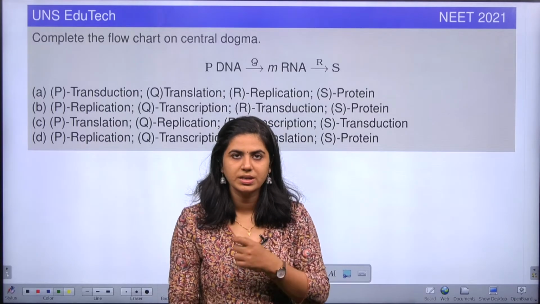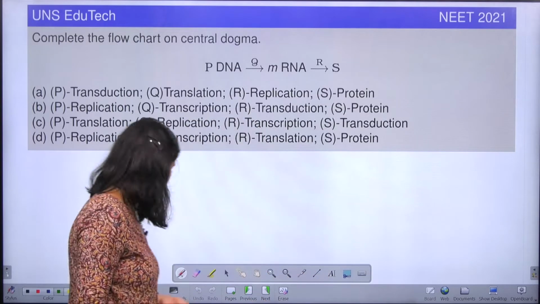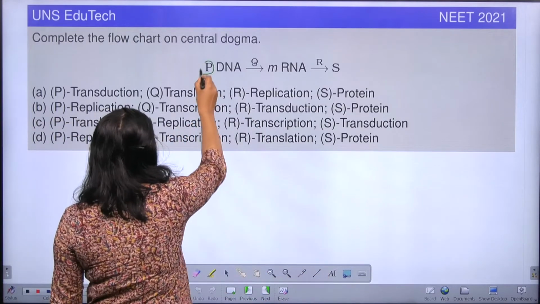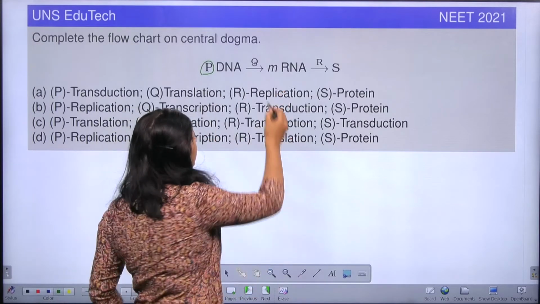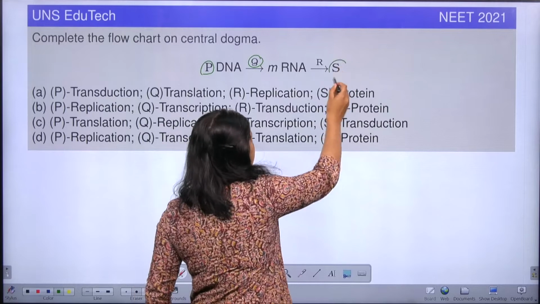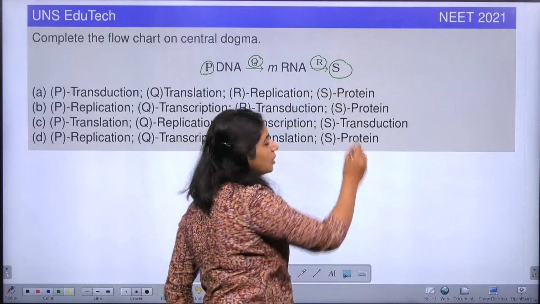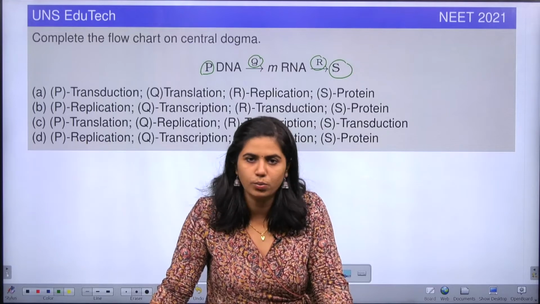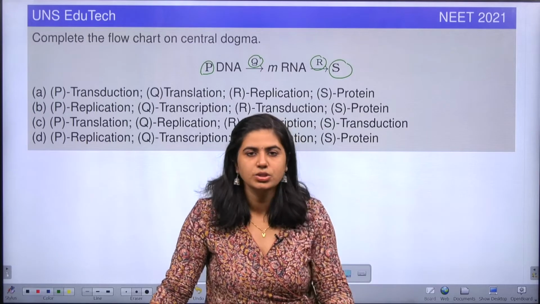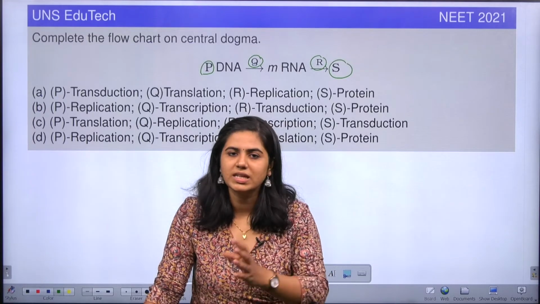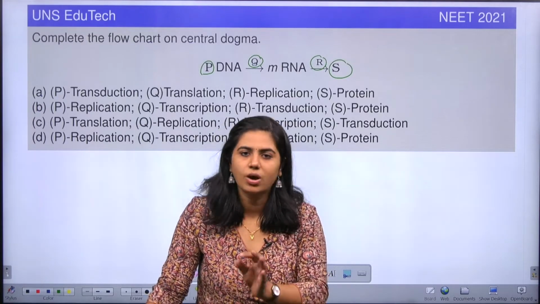But see the question. Here it is written that P DNA gives mRNA, with Q above the arrow, and mRNA gives S, with R above the arrow. So the question is today we have to find out what P, what Q, what R and what S is. Before going to the answer, as usual, let's have a little explanation about what central dogma is.